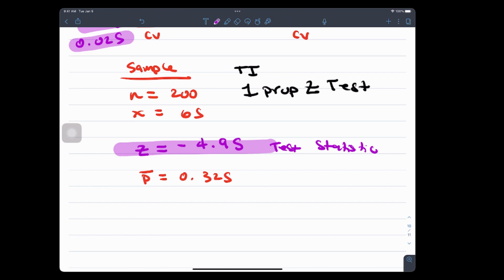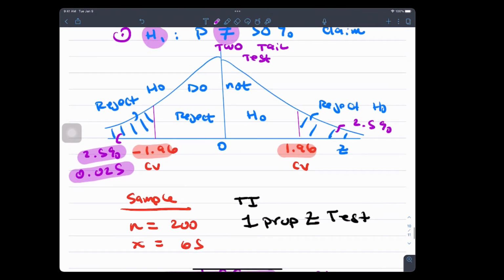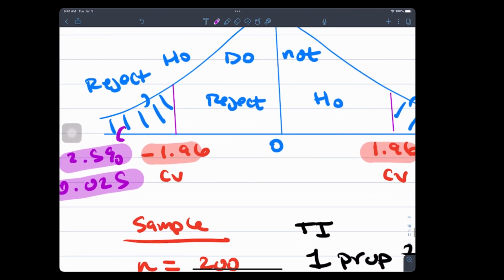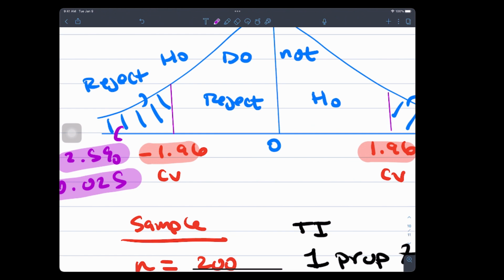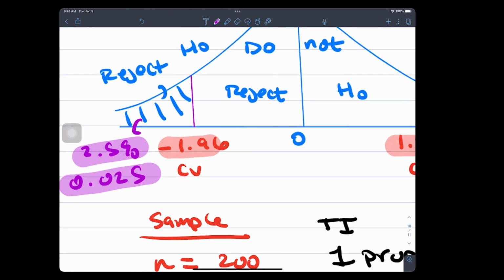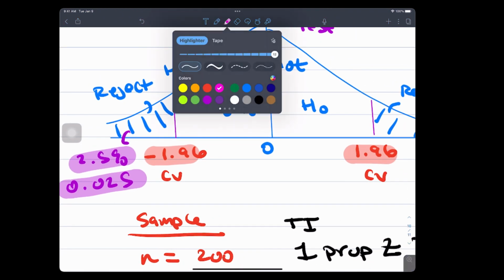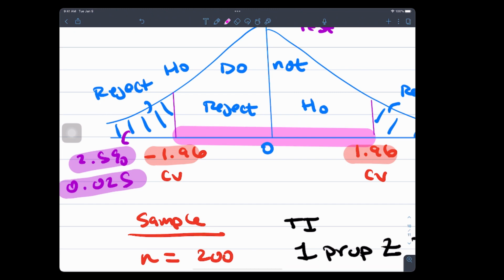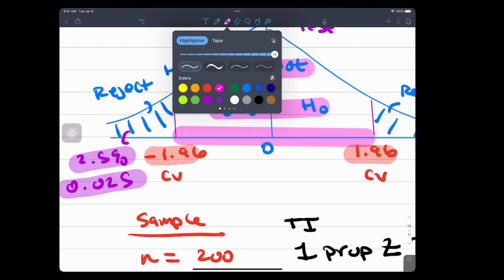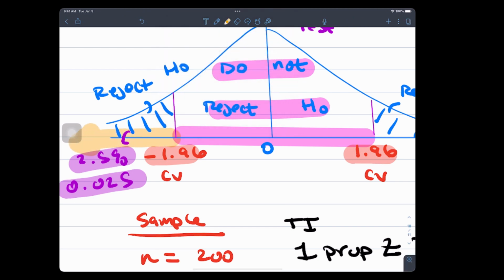What do you do with the test statistic? See where it lives on your decision rule. So, what do you guys know? Notice this, I'll get out the pink again. Any test statistic that lives between these two numbers, the critical values, you do not reject the null. But any test statistic that lives outside, you reject the null.